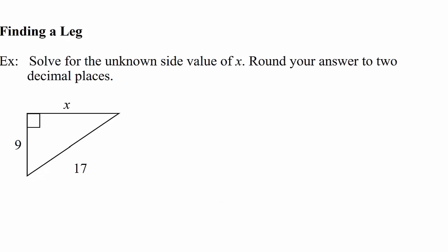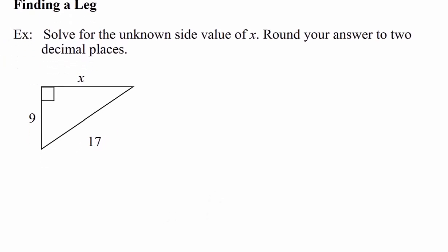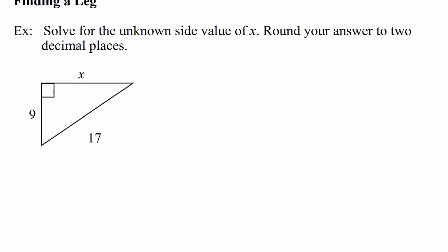Now, the other thing you can be asked to do in a Pythagorean Theorem calculation is solve for one of the legs. And so it says solve for the unknown side of x here and round your answer to 2 decimal places. So again, to be consistent, I'm going to label my hypotenuse. My other two sides are just A and B. It does not matter which side is which. I'm going to copy down the Pythagorean Theorem formula and substitute in my values.